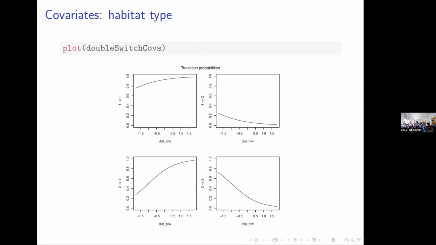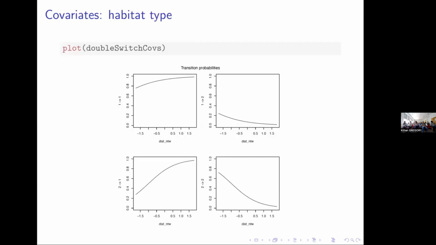And this is just a plot of some of those relationships. So this is distance to NTW, which I can't remember what NTW stands for, but we can see our state transitions change as a function of that. So that's really how you get at the biology in moveHMM, through the formula function, to see how the behaviors are affected by different covariates.